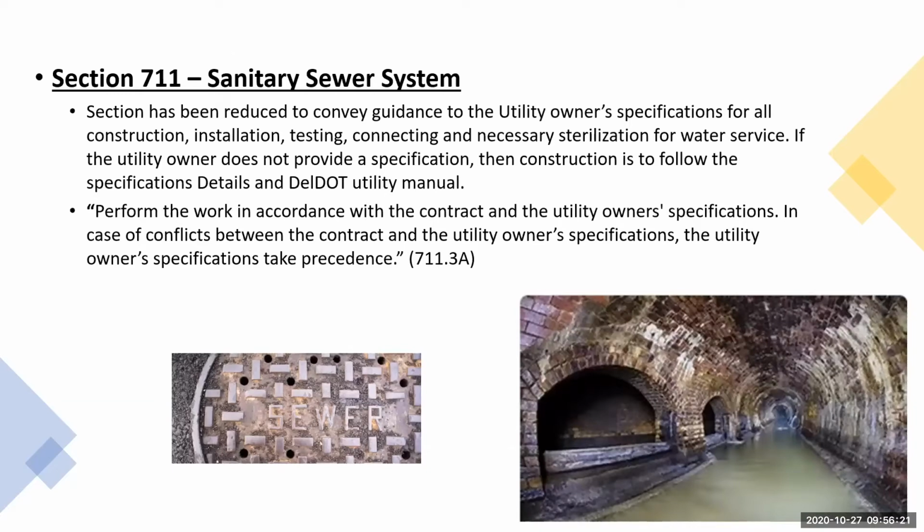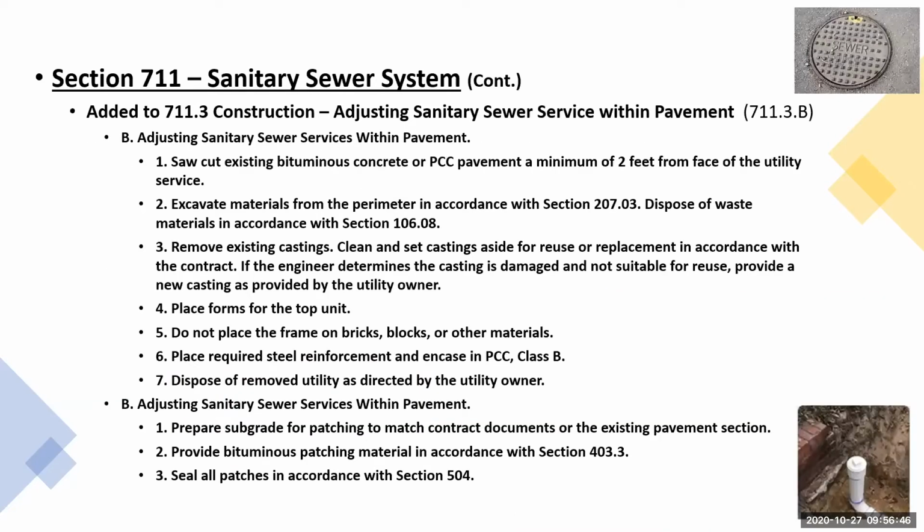Section 711 sanitary sewer system follows section 710 very closely. And again, the section's been reduced significantly to convey guidance to utility owner specifications. So perform the work in accordance with the contract and utility owner specification. In case of conflict between the contract and utility owner specification, the utility owner specification takes precedence. Very similar to 710. And then again, these are the items in 711.3 construction. You can see a lot of parallel here between 710 and 711.